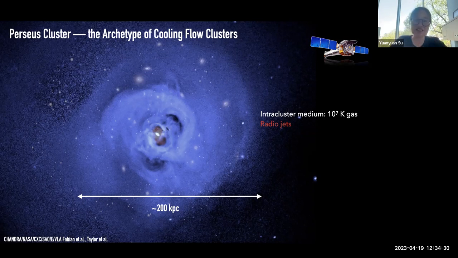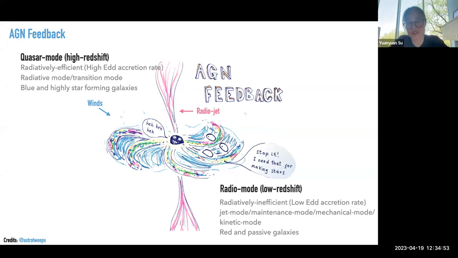As you can see at the cluster centers, like this iconic Perseus cluster, the gas is not super uniform. We see some cavities and also radio jets. So it's very likely that AGN has played an important role in heating up the gas. However, AGN feedback for such low redshift BCGs, they are typically radiatively passive galaxies. The AGN feedback is in the phase of radio mode, so we call it mechanical mode. And it's very puzzling how this mechanical mode feedback, this mechanical energy, is transported to couple with the intracluster medium and eventually heat it up. This exact process is definitely not well understood.